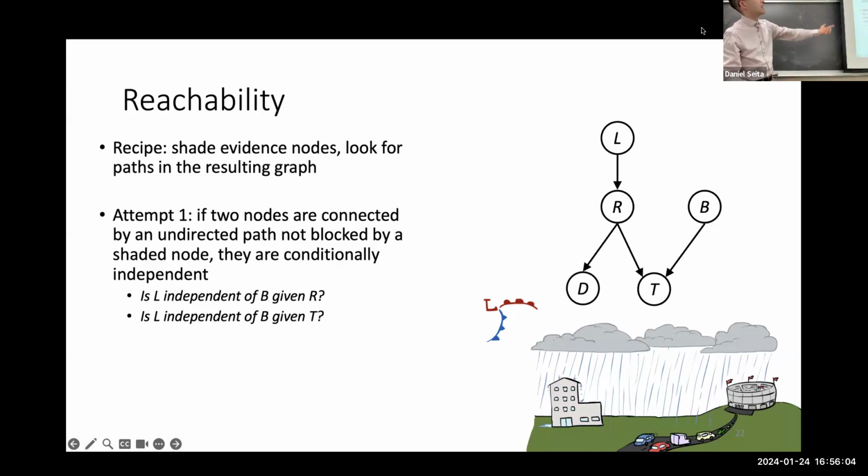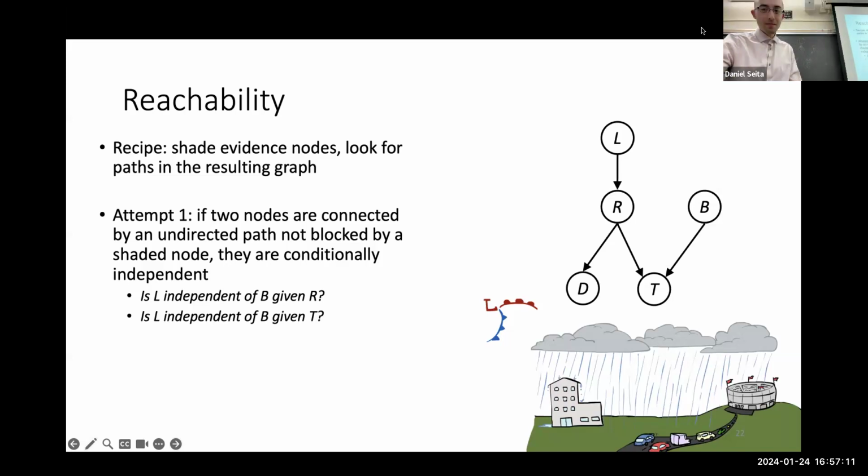But now, what about L independent of B given T? If we shade this, then what happens? If you have a path going from here to here, you might think that L is independent of B given T, but what happens here is that T activates the connection. So if you know L, then it changes your knowledge of B. If you know that L is something, then that changes your knowledge of B. And the same thing, if you know B, it changes the knowledge of L because of this common effect that happens.